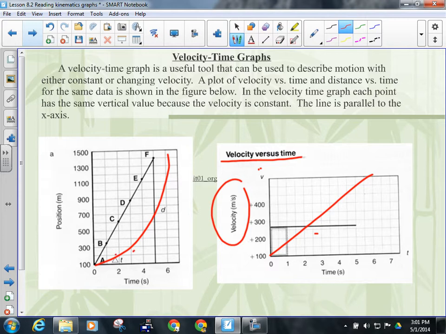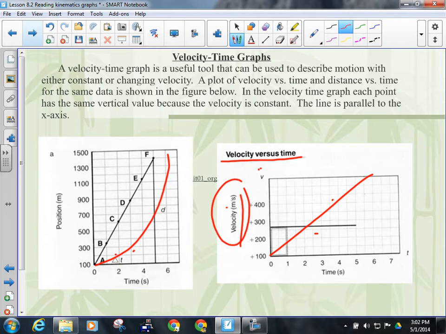All right? Again, it's just a matter of looking at a graph and saying, okay, this is showing velocity, and it looks like velocity is getting bigger because this line is going upwards. It's not a matter of memorization. It's just a matter of what's on this axis and what this line is showing me. So it shows either a constant or changing velocity. In a velocity time graph, each point has the same value, and the line is parallel to the axis. So that's what we were talking about here.